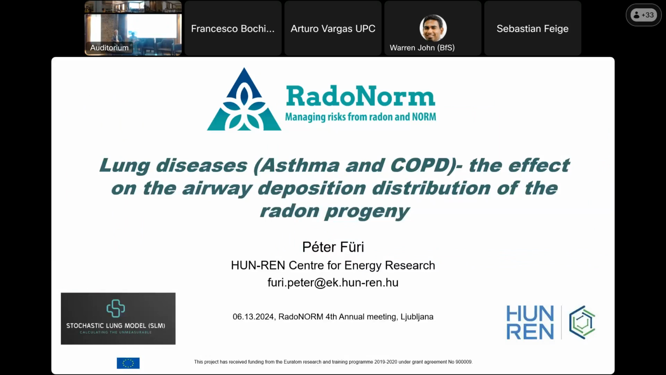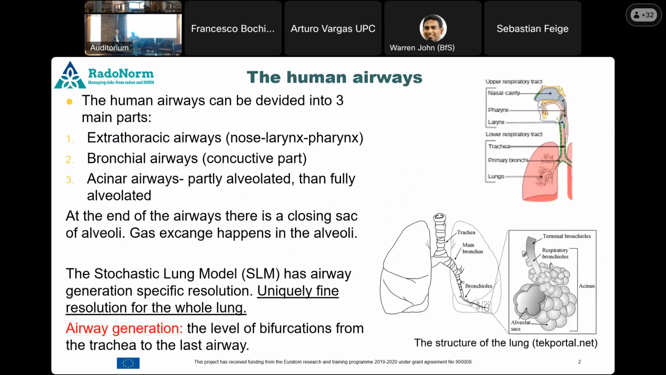First, I would like to teach a bit of pulmonology, because it's important to know what our lung and respiratory tract look like. It was also mentioned in the first presentation that there are upper airways, bronchial airways, and acinar airways. But our model has much better resolution than the HRTM. We have airway generation resolution, so we can simulate the levels of the bifurcations and calculate the deposition distribution at every level of the bifurcation.